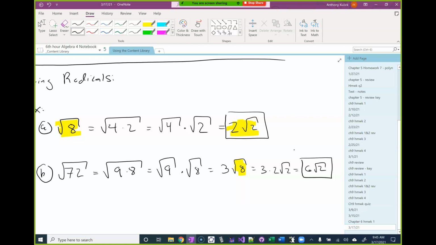Keep in mind, you can multiply stuff outside radicals together, and you can multiply stuff inside radicals together, but you can't take something from the outside and multiply it to something on the inside. Everybody's okay with that idea?